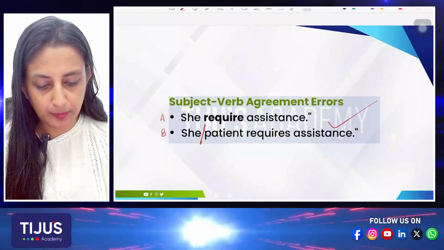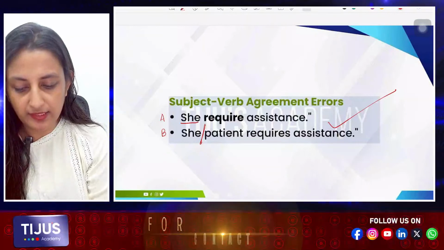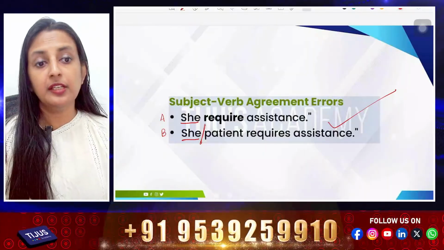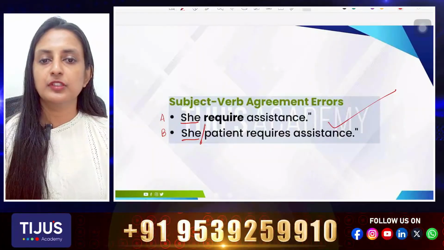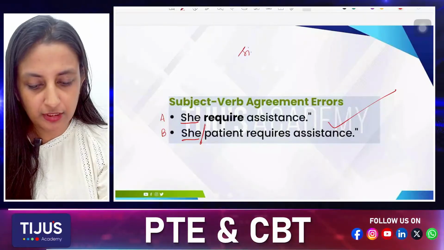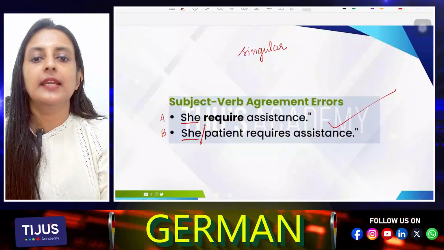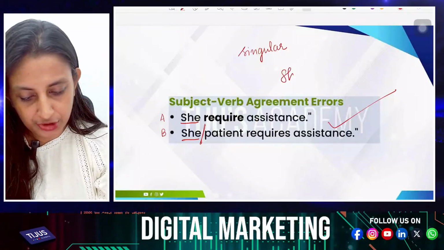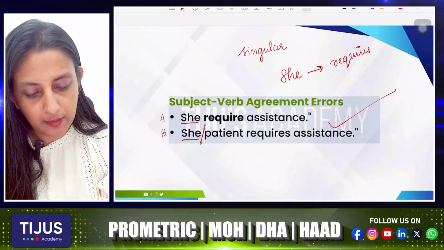So the right answer for this particular statement is option B, because she is the subject here. She is the subject of this particular statement, and she is considered as a singular subject. Since she is a singular subject, the verb has to take the singular form, and that requires the singular form of the particular verb, which is requires.